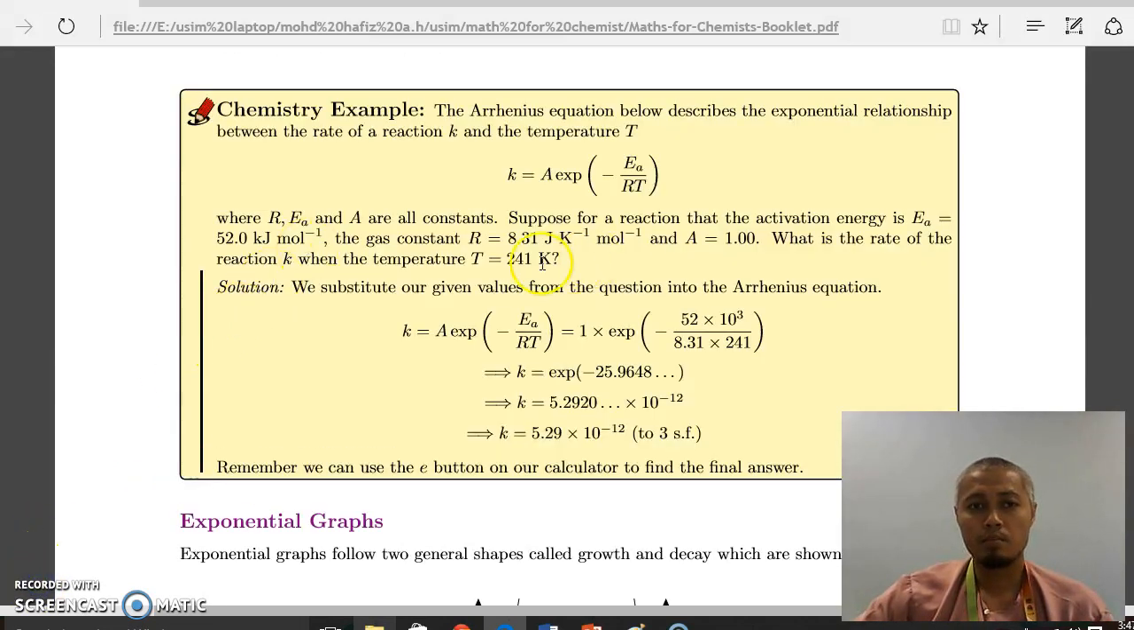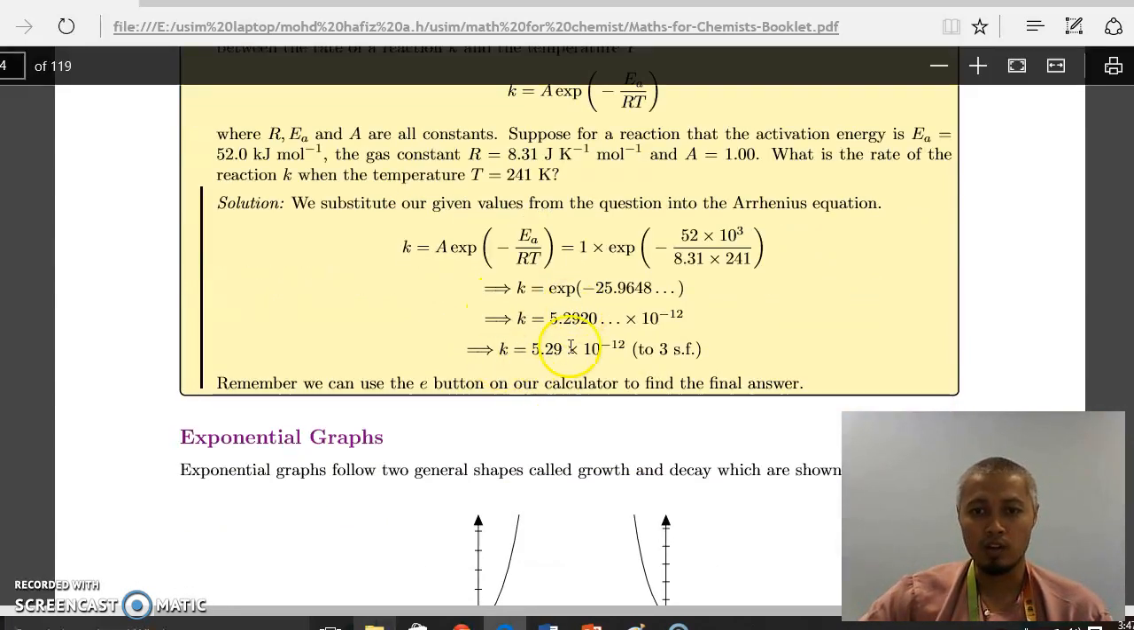Now we will look at the chemistry example. Given this equation, k equals A e to the power of negative Ea over RT, where Ea is the activation energy, R is the gas constant, T is the temperature. So all values are given here. You just need to plug in the values. Finally, you will get this value. Remember to use the exponential function on your calculator as e.